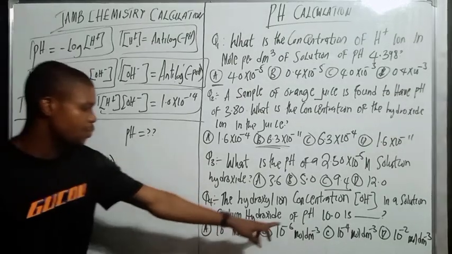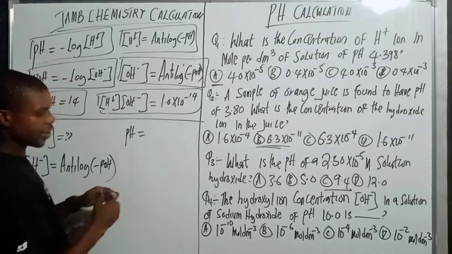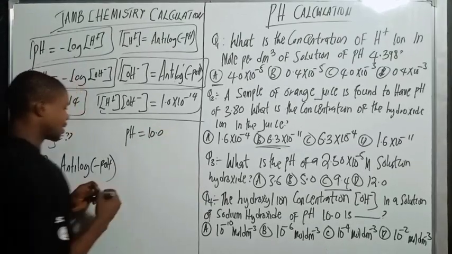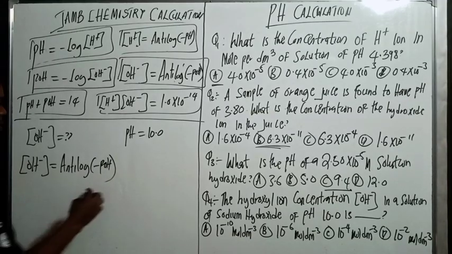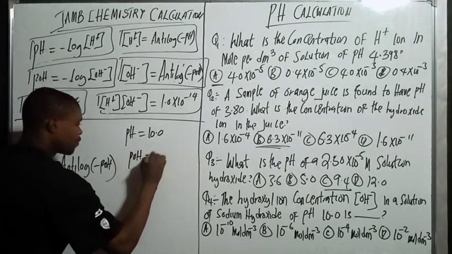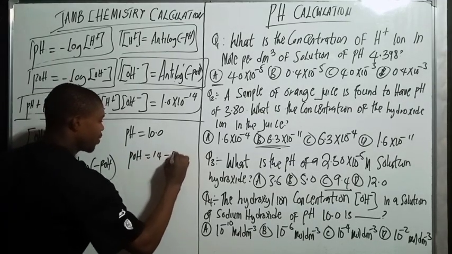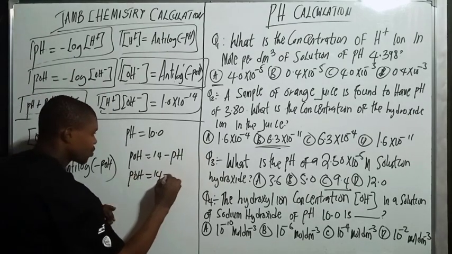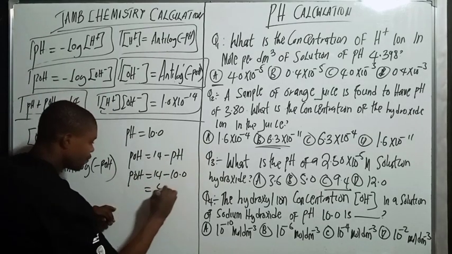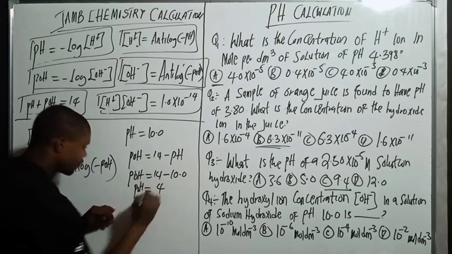Okay, they gave us pH, right? My pH is 10.0. So for me now, I can easily get my pOH here. Remember, pOH is going to be 14 minus pH, right? So pOH equals 14 minus 10.0, which is going to be 4. pOH is 4.